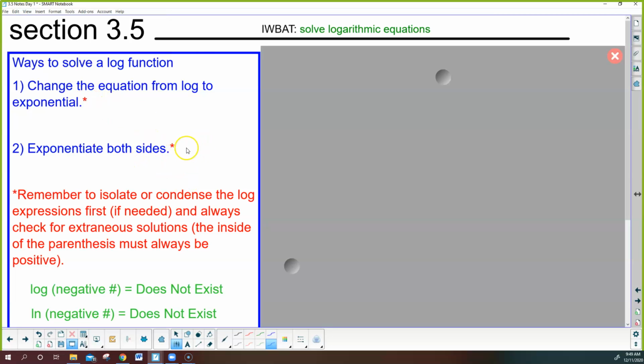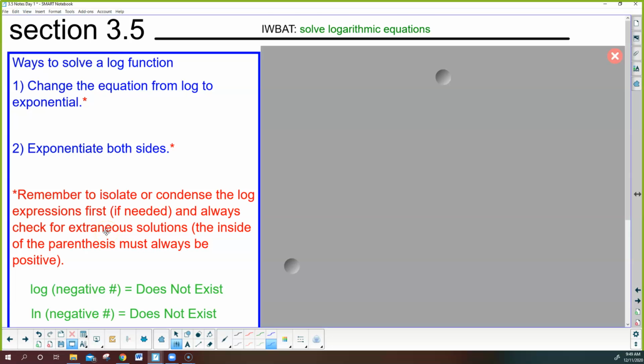But I put little asterisks here because I do want you to remember a couple of skills that are going to come up. So we want to remember to isolate or condense the log expression first. So if there's a lot of log pieces, we can condense them into one logarithmic expression and then solve. And that's where those properties over the last couple days came from. Then the other part is we always want to check our answers. When we get answers, we need to plug them back into an expression and just confirm that they're going to produce an actual true result.